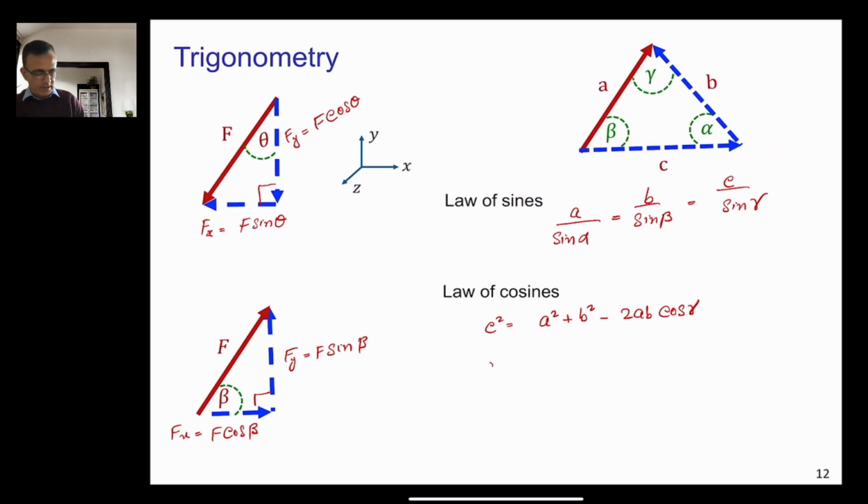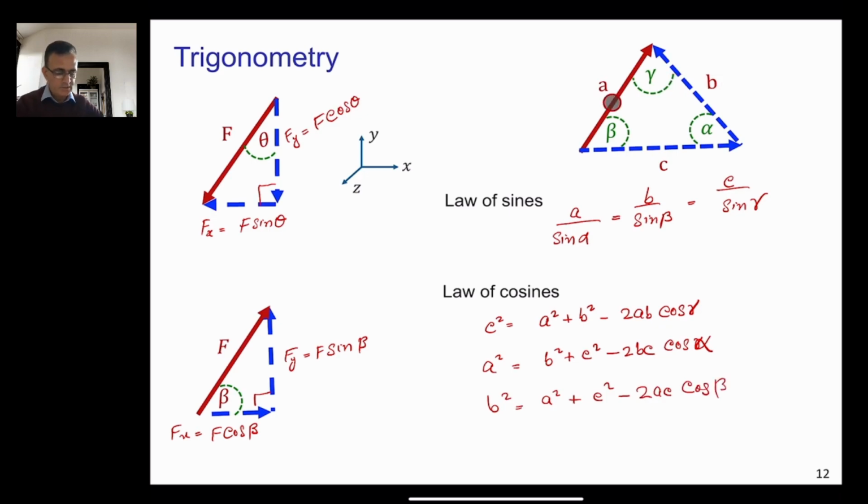Similarly, we can also write a square here. If you want to calculate a now, and you know b and c and the angle between b and c, which is alpha, then a square will become b square plus c square minus 2bc cos of alpha here. And similarly, if you want to calculate b here, b square will become a square plus c square minus 2ac cos of beta. You can use these equations also. Sometimes these will be helpful in solving numerical examples.